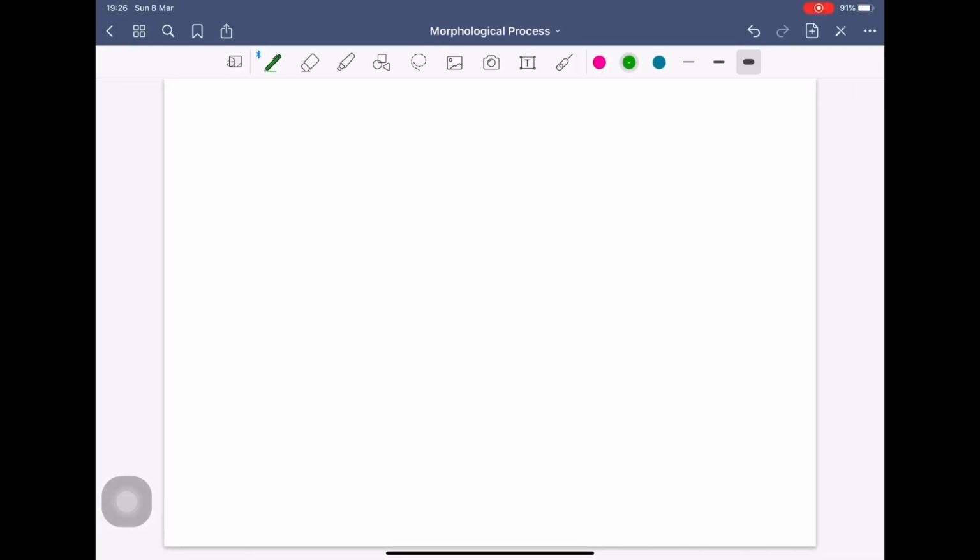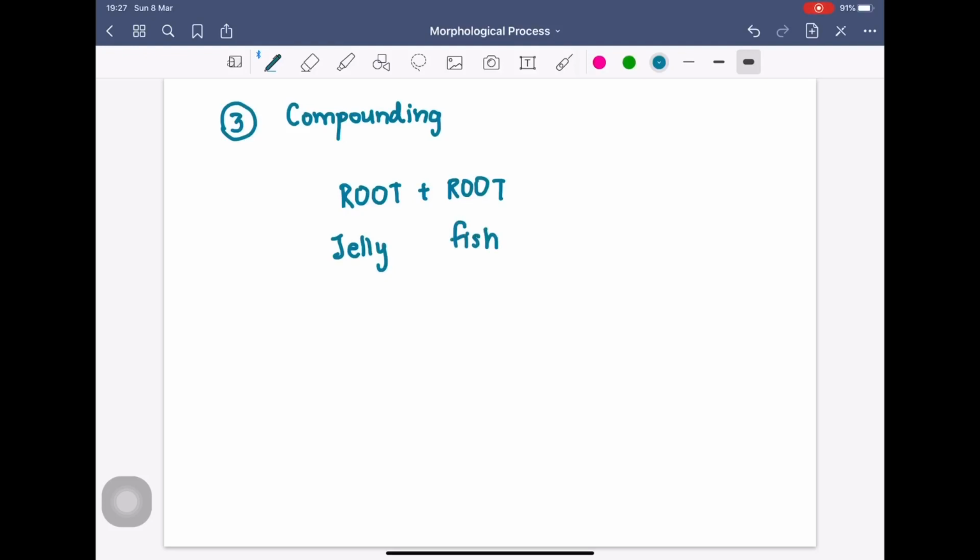Number 3, it's called compounding. Okay, compounding. Compounding is totally different from affixation and back formation. That's because for compounding, what you need is two roots. For example, you can see from the book, we can have the word jelly and the word fish. Both of them are nouns, and both of them can be the root of a word. But once we join these two words together, we can get the word jellyfish, and it's something else, right? It's not a fish, but another animal.